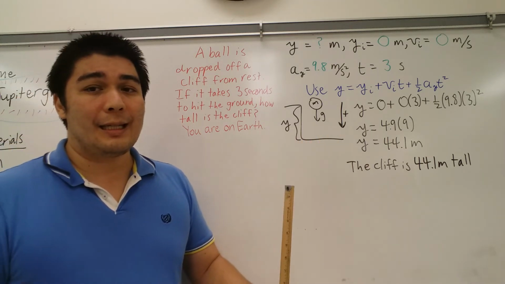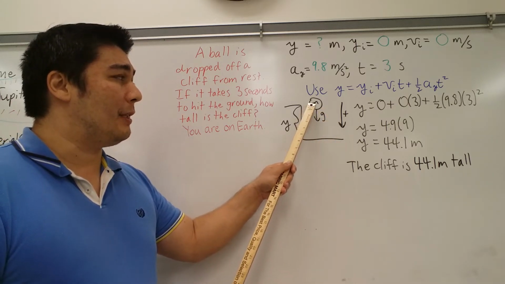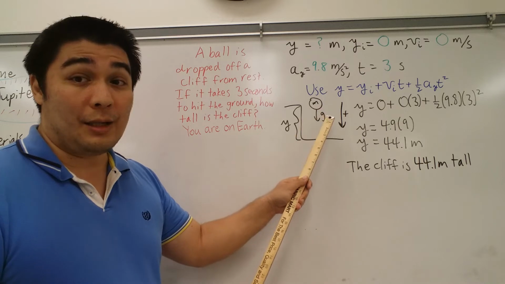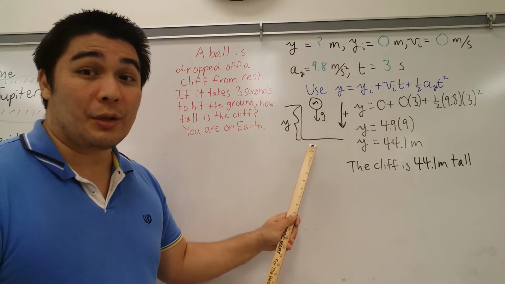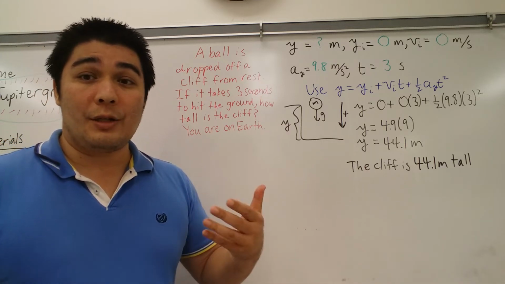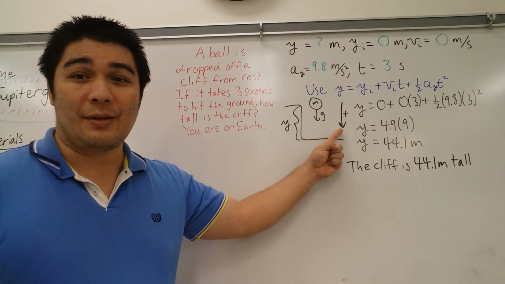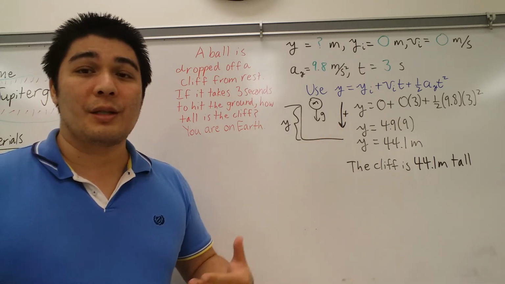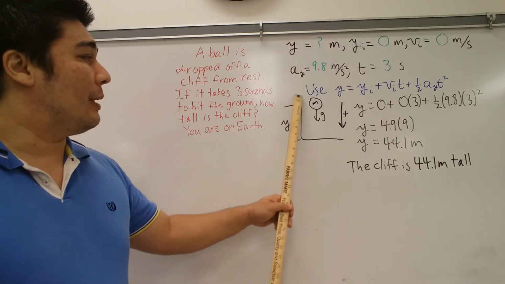So in this case, what I decided to do, because down is positive, I decided to make the top of the cliff where the ball is 0. And it's going to fall in the positive direction towards the ground. Now obviously this will change a little bit because in the next video, I do make up positive. So be on the lookout for those little bits of difference right there. Okay, so that's what this picture shows.